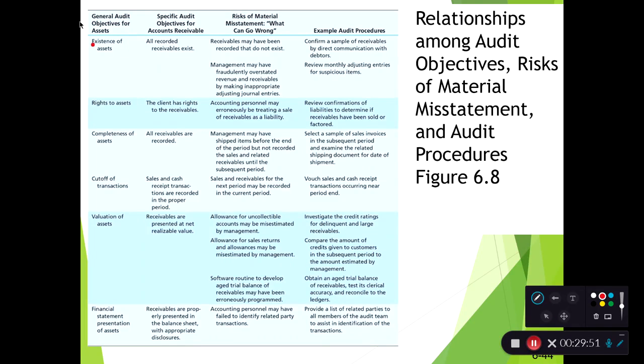So right, if we look at existence, that's an assertion. We look at AR to come up with a specific audit objective. So in that case, all recorded receivables exist. Right, they don't just have an asset sitting on their books that doesn't exist. So what could go wrong? Well, you might have some that are recorded that don't exist, or you may have some fraudulent revenue as well. Okay, and so what can we do to deal with that?